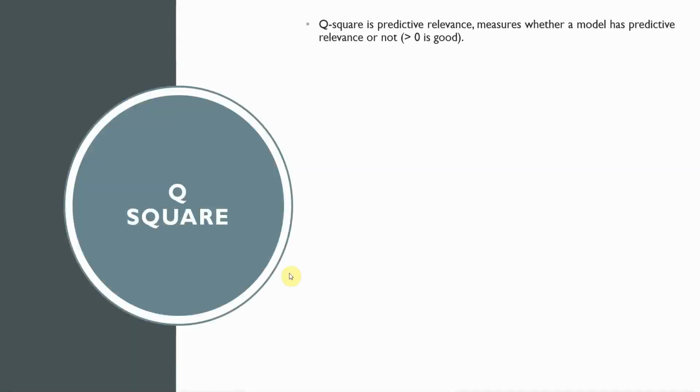And what is Q-square? Now Q-square is predictive relevance and that measures whether a model has predictive relevance or not. And it should be greater than 0. If your model has a Q-square value of greater than 0, then it has got predictive relevance. Now what it does is that Q-square establishes the predictive relevance of the endogenous constructs in your study.